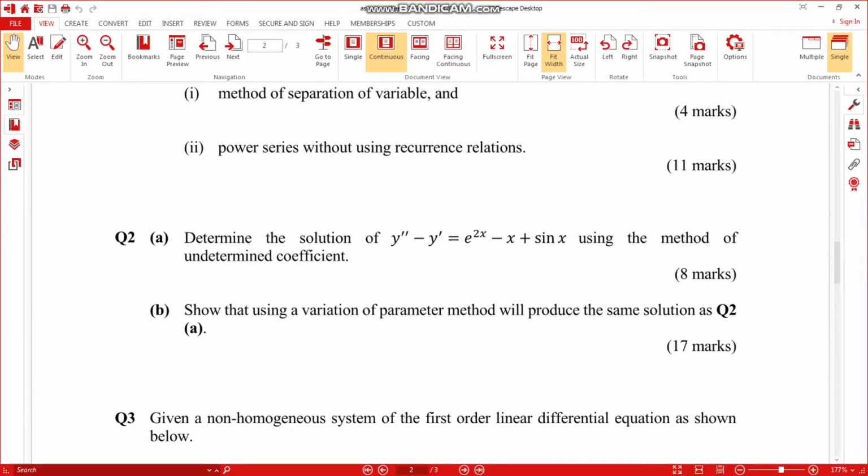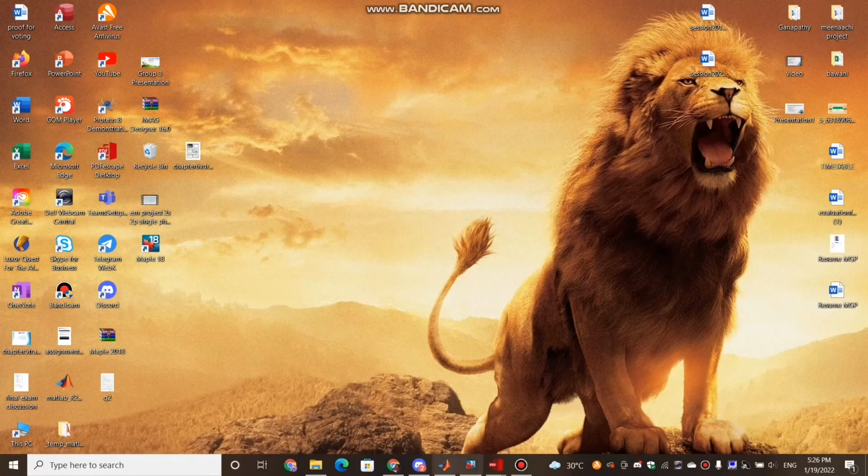Okay, I'm doing about the question 2, which is question 2A. Determine the solution of y double prime minus y prime equals to e power of 2x minus x plus sine x using the method of undetermined coefficient. Okay, here's my manual calculation.